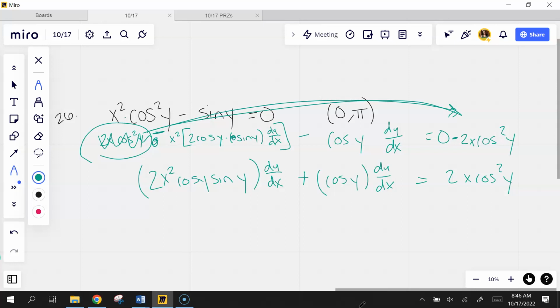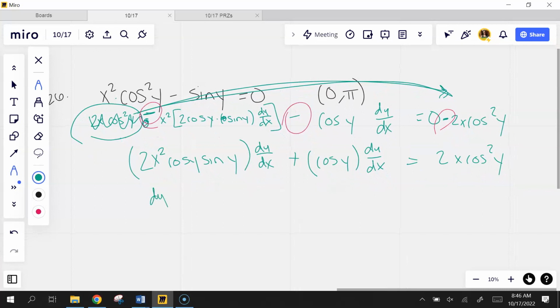Yes, ma'am. No, because there's no plus in there. I dropped all the negatives because I had a negative here, a negative here, and a negative here. So I just divided by -1 everywhere. Made everything positive. So now I have dy dx times 2x squared cosine y sine y plus cosine y.